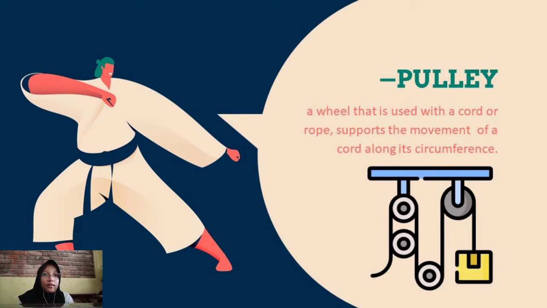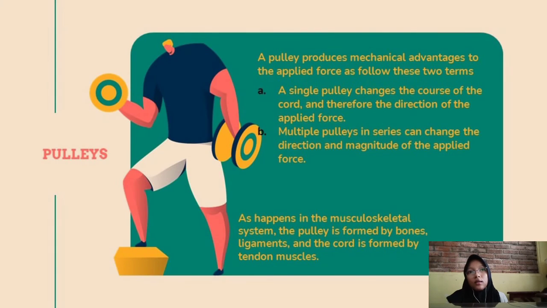It is a wheel that is used with a cord or rope that supports the movement of the cord along its circumference, and force is applied to one end of the cord to overcome resistance acting at the other end. Pulleys produce mechanical advantage to the applied force in these two ways. A single pulley changes the course of the cord and therefore the direction of the applied force, and the second is multiple pulleys in series, which can change the direction and magnitude of the applied force.